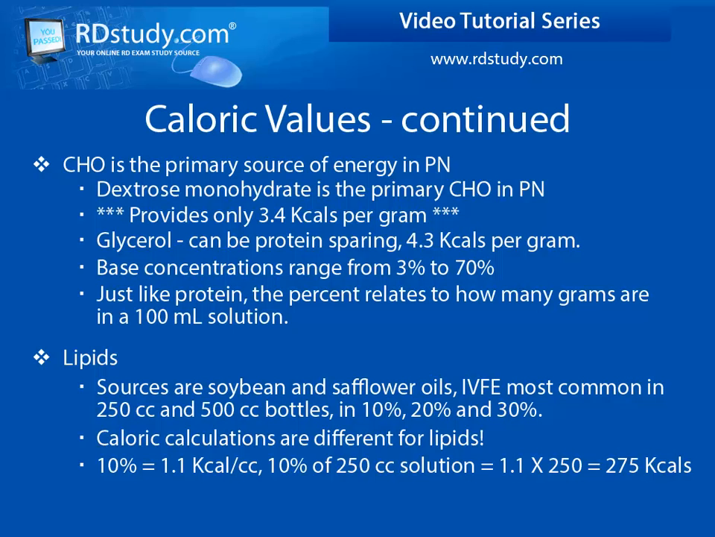10% emulsions provide 1.1 kcals per cc or ml, so to calculate the calories, multiply 1.1 times the volume used. 20 and 30% emulsions supply 2 and 3 kcals per cc or ml respectively. Next, we will briefly discuss some of the things to consider when a patient requires parenteral nutrition, while also continuing to challenge you on TPN calculations.